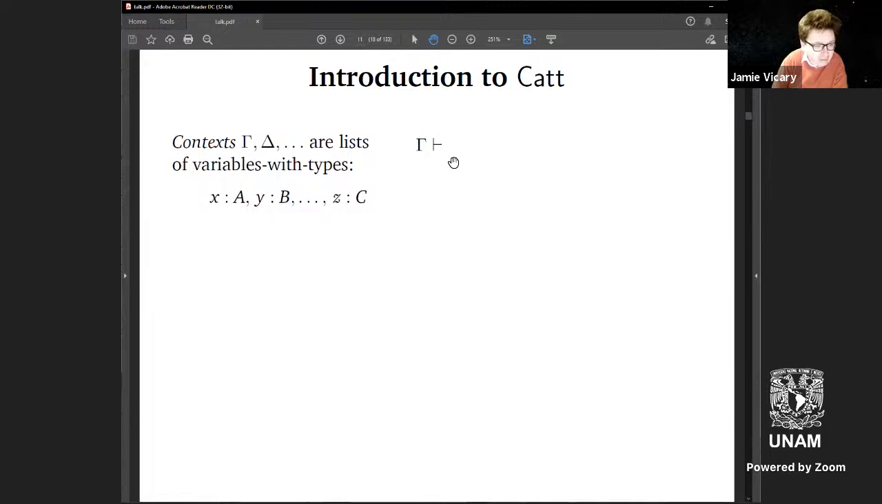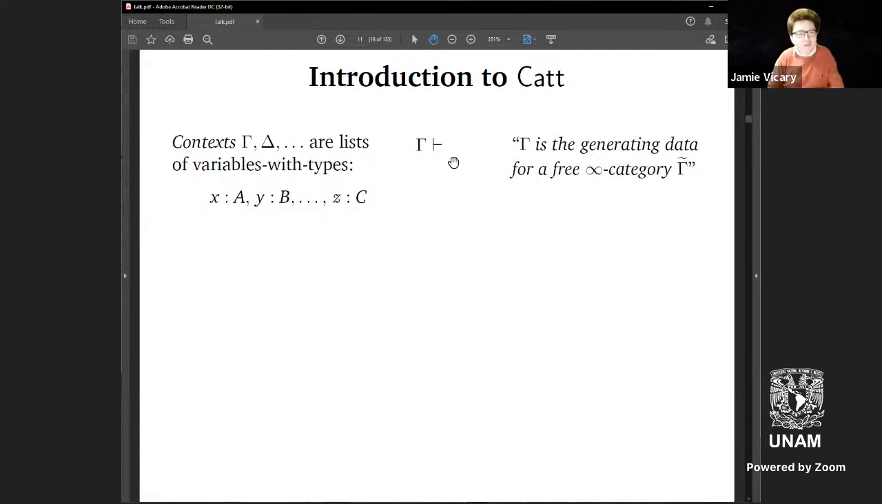This is called a turnstile. It just means gamma is valid. It's not malformed. And we interpret this mathematically as follows. Gamma is the generating data for a free infinity category. And we call that gamma tilde.